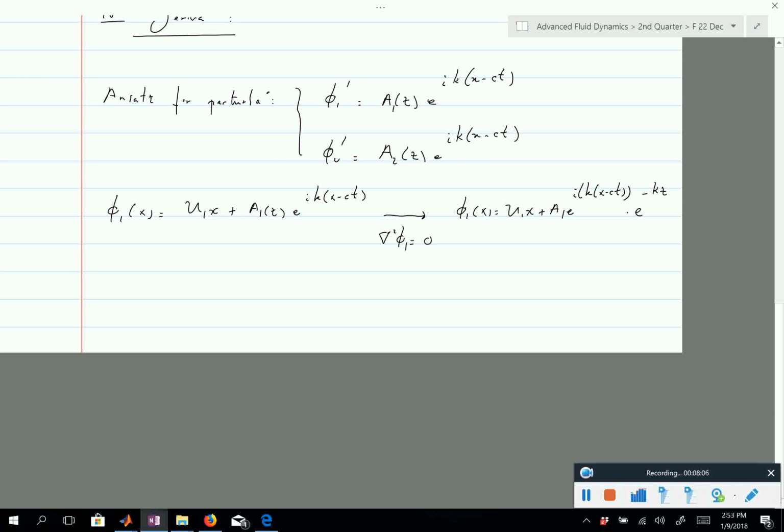And you get something similar for phi2. Just do it. So you plug this into the Laplace equation, and you'll get to what the function a1 of z has to be. This is the first thing. And then the second thing is we have to satisfy a boundary condition. And the first boundary condition we have to satisfy is the kinematic boundary condition. So then let's look at what happens when we plug this into the kinematic boundary condition.